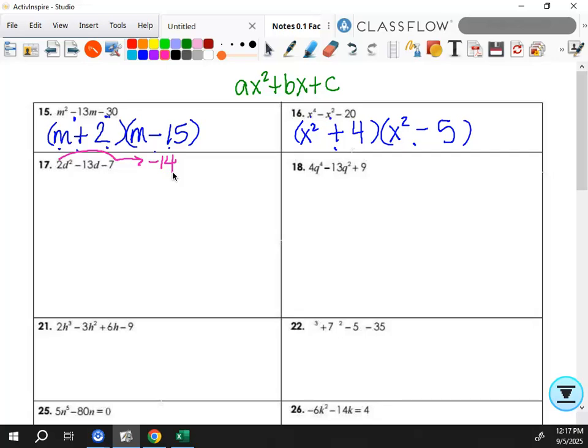14 and 1. Good. So I'm going to rewrite this 2d squared. Basically what I'm doing here is splitting this term. So I can have a -14d plus d minus 7. When you get to that step and you have split that middle term, make sure that when you put these two things back together, you will get that back right there. Because if you don't, then you might have your signs backwards or the wrong signs altogether. Everybody good so far?